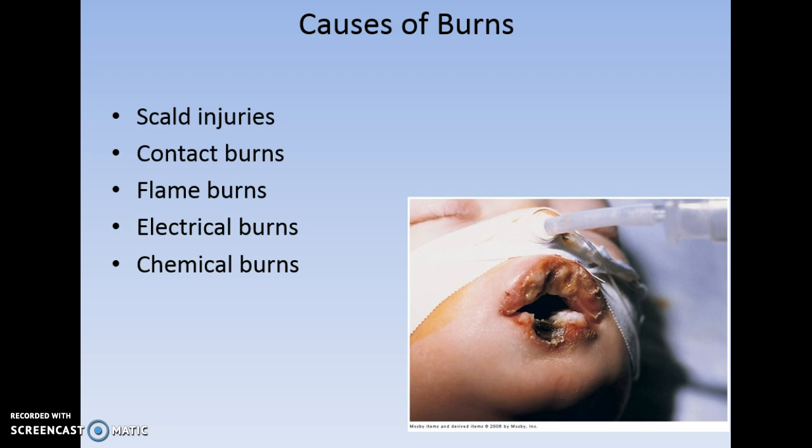So say a scald burn, it's a scalding liquid that comes into contact with the skin. Does that qualify it as a contact burn? Theoretically, a contact burn would be a hot object of some sort that makes contact with the skin. The electrical cord that came into contact with this child's mouth did make contact, but it's going to be classified as an electrical burn because the electricity coming through the cord is what caused the burn.